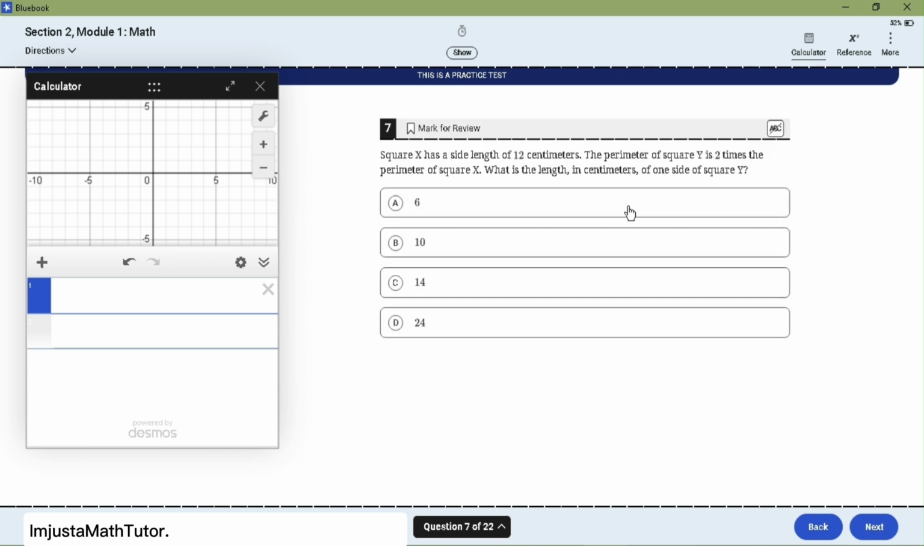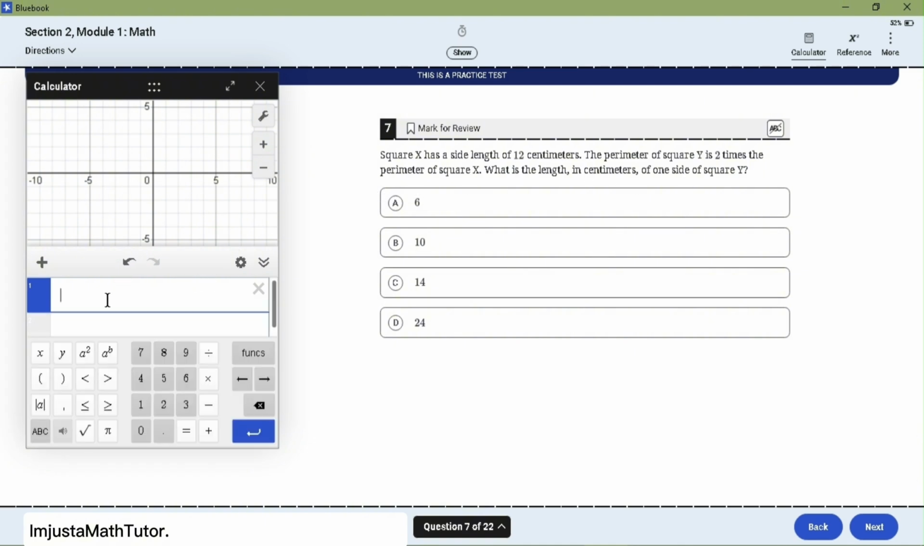Square X has a side length of 12 centimeters. The perimeter of square Y is 2 times the perimeter of square X. What is the length in centimeters of one side of square Y?